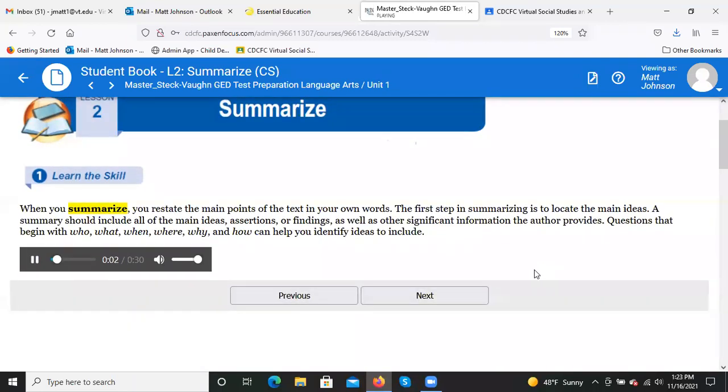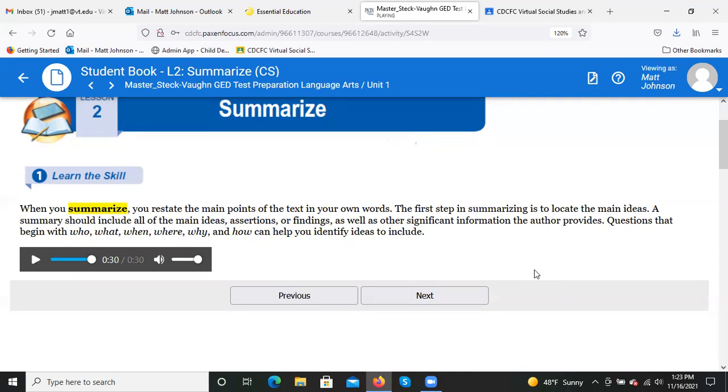When you summarize, you restate the main points of the text in your own words. The first step in summarizing is to locate the main ideas. A summary should include all of the main ideas, assertions, or findings, as well as other significant information the author provides. Questions that begin with who, what, when, where, why, and how can help you identify ideas to include.